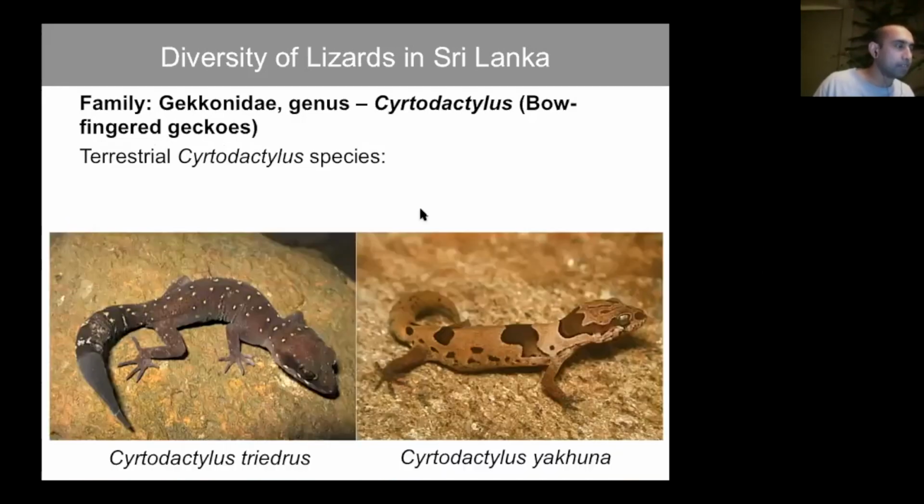And then in the same genus, we have another group that are found only on the ground. These are terrestrial or ground-dwelling pseudodactylus. Both species are endemic to this country.